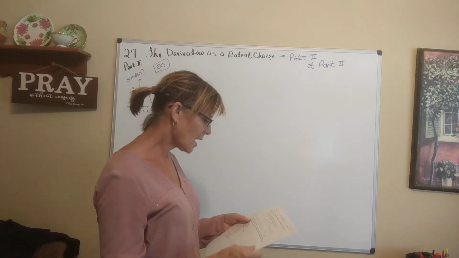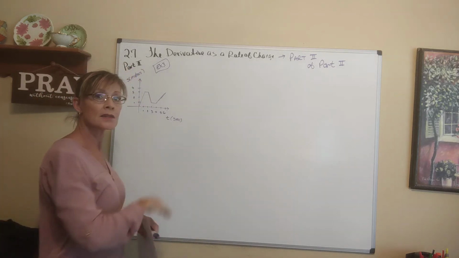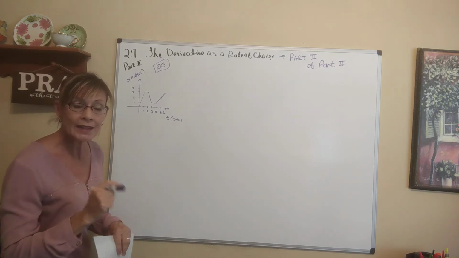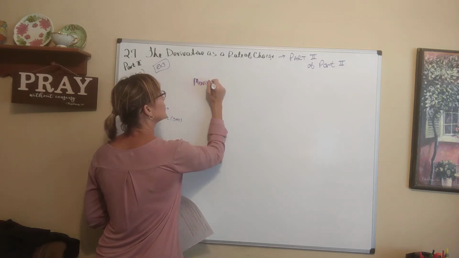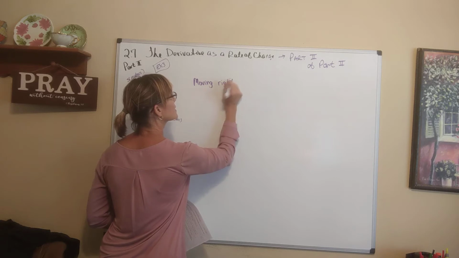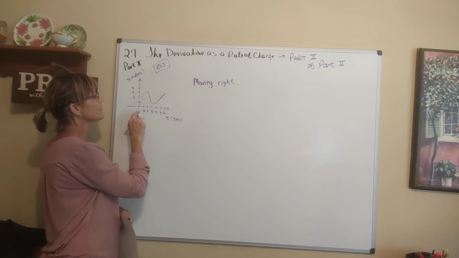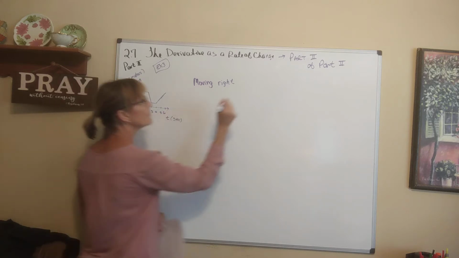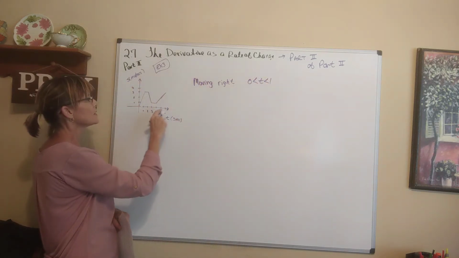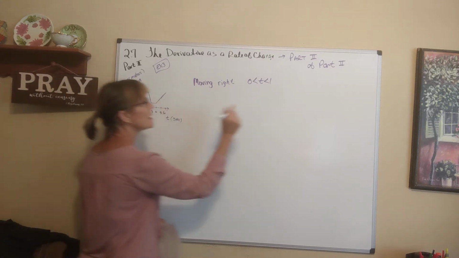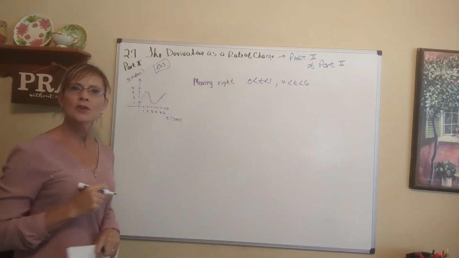Now, it says, when is the particle moving to the right? Well, it's going to be moving to the right whenever the slope is positive. So for what values of time? It's moving to the right when the velocity is positive. Well, the velocity is positive when the slope is positive. And the slope is positive right here between t is 0 and 1. And then it is positive again here when t is between 4 and 6 seconds. That's when it's moving to the right.